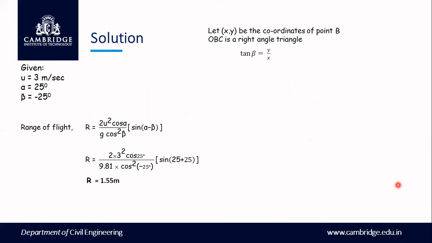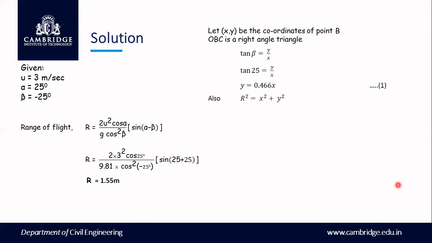OBC is a right angle triangle. From there we can write tan beta is equal to Y by X. Okay, we know that. So tan beta here is tan 25 degree. You're just taking the triangle and concentrating on that. So tan 25 degree is equal to Y by X. So y is equal to 0.466x. Okay, so this is equation number 1.